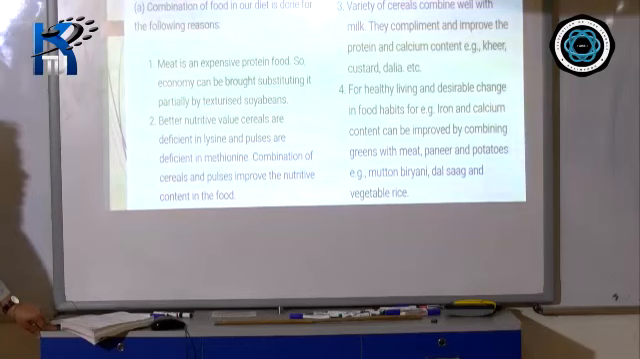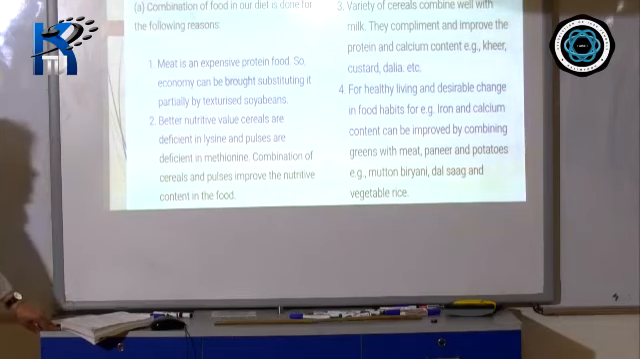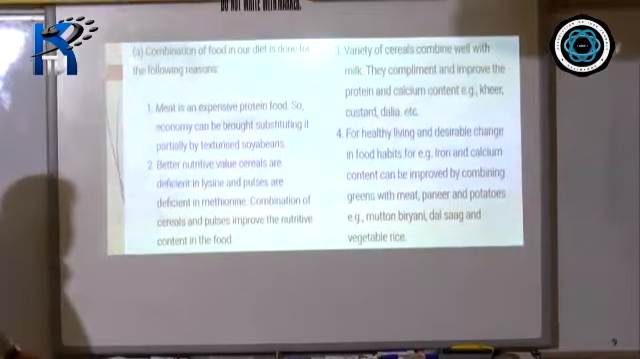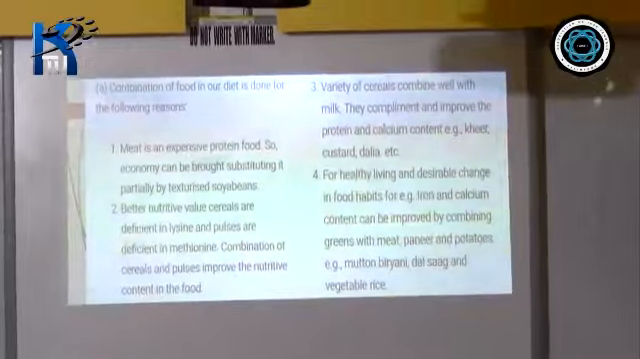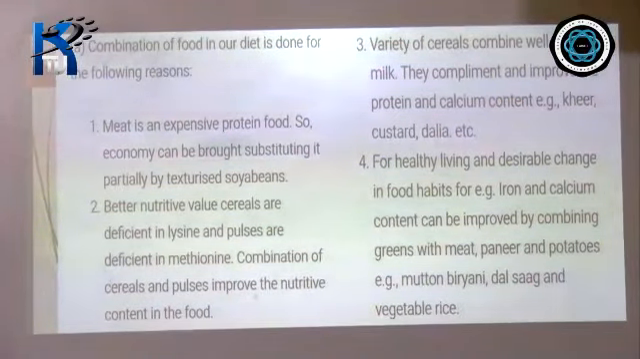So for this reason, it can be substituted by using soya beans, which also is a food containing a high quantity of protein. Better nutritive value: cereals many a times are deficient in lysine, while pulses are deficient in methionine. So if we combine dal, a pulse, and rice, a cereal together to make khichdi, definitely the nutritive value of the food is enhanced. So in this manner, combination foods can be chosen while doing meal planning to improve the quality of the diet.